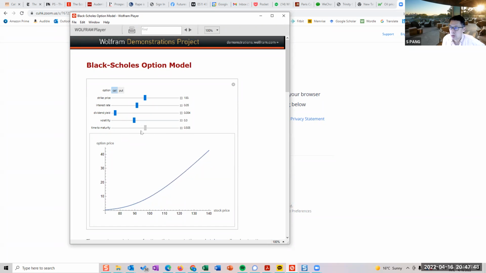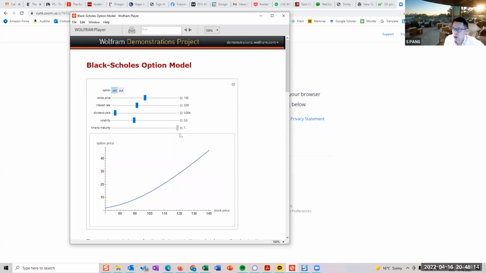So you can see if the time to maturity is 0, this is where you get the straight line. You got me? But as bankers like to say, all things being equal, everything equal, okay, it gets longer and longer.